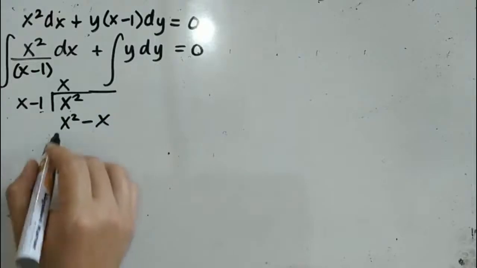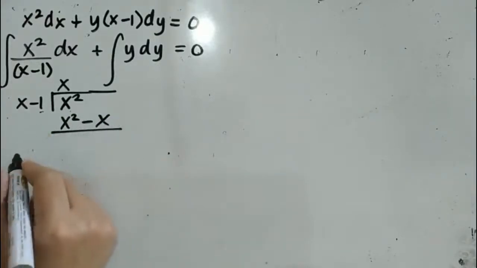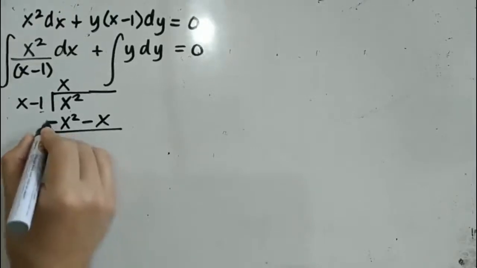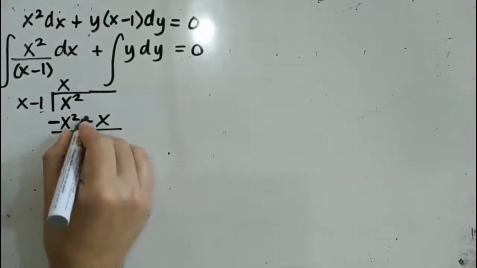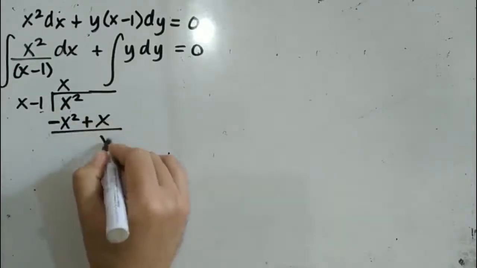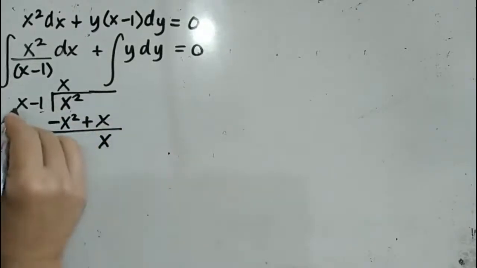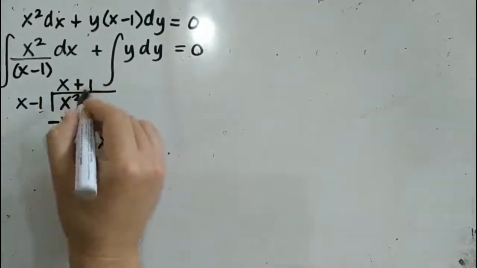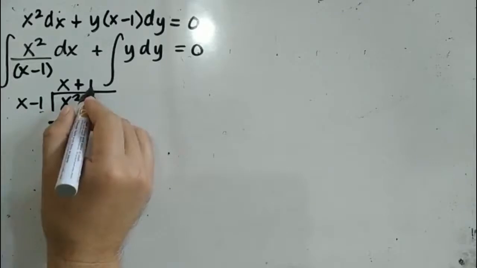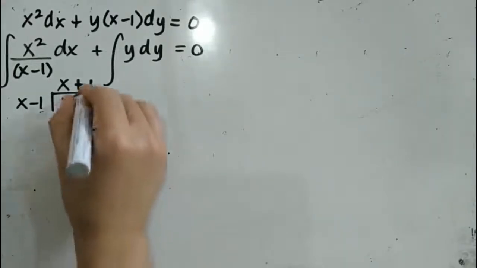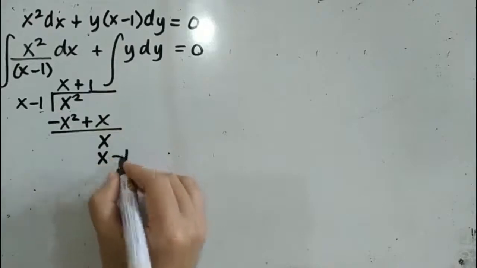And we change signs as we do with division. So this we subtract, so this becomes negative, this becomes positive. This cancels out, so what remains is x. x divided by x is plus 1, because x divided by x is 1. 1 times x is x. 1 times negative 1 is negative 1.